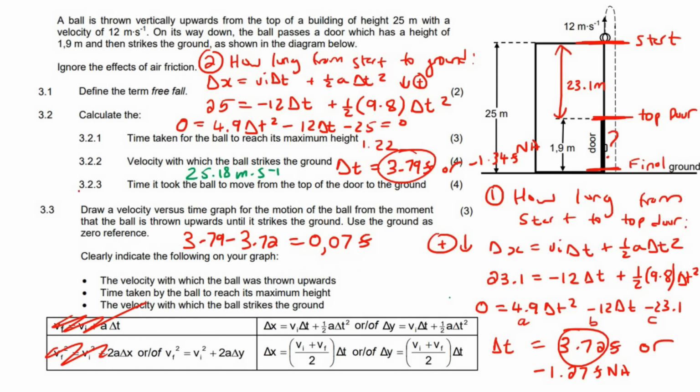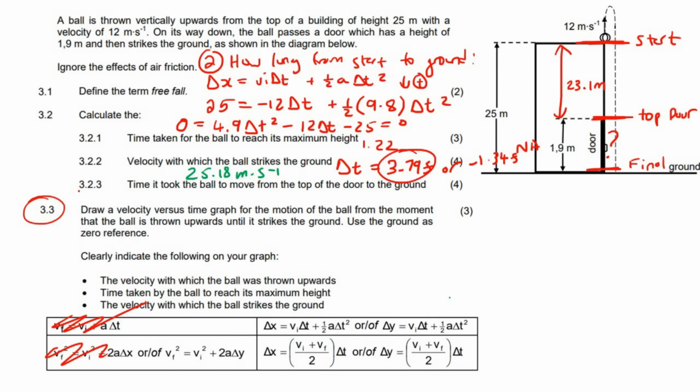Okay, so let's move on to this question now. It says, draw a velocity time graph for the motion of the ball from the moment it is released or thrown upwards until it hits the ground. Use the ground as the reference. So with a velocity time graph, we've got time on the x-axis measured in seconds, and velocity on the y-axis measured in meters per second.